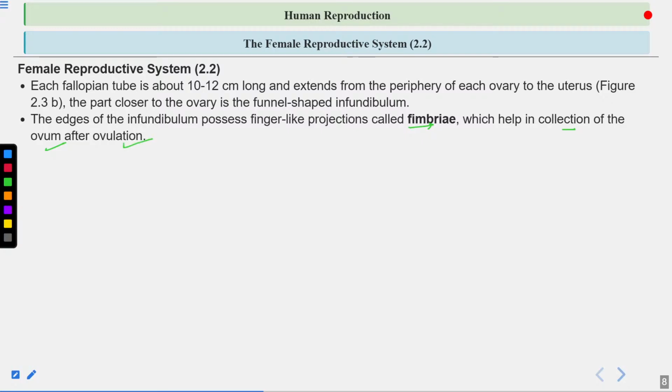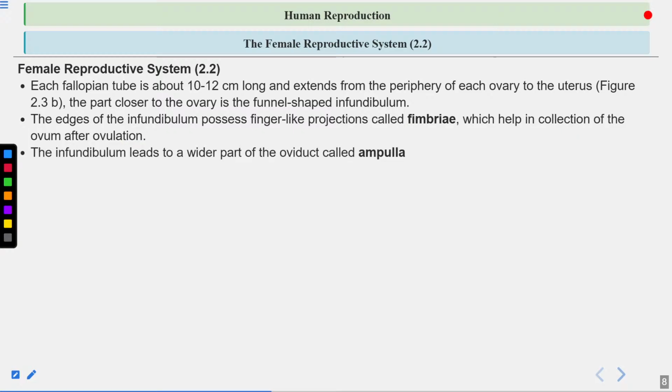So what is ovulation? Release of the egg. The eggs, or the ovum, are produced in the ovaries, and then these ovaries release this egg. Clear? This egg is captured by the fimbriae, which is part of the infundibulum of the fallopian tube.